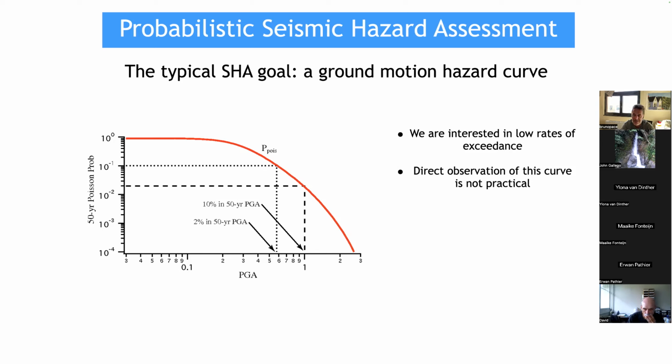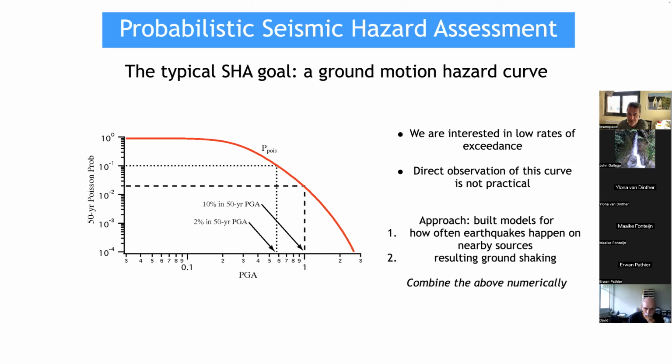And the other problem is that it's not easy to validate seismic hazard models, because direct observation of this curve is not practical. We need to have many, many earthquakes that cover different ranges of magnitude and different sources, and to cover all the possibilities that are managed in these kinds of models.